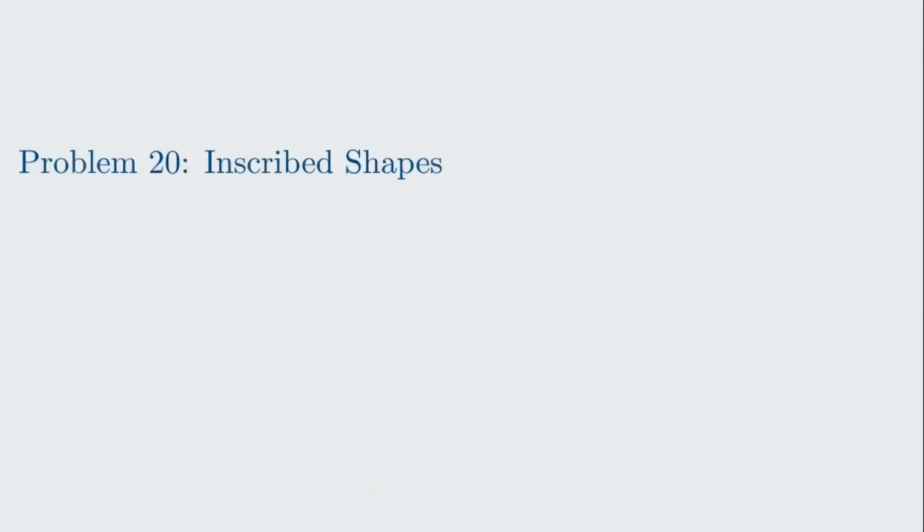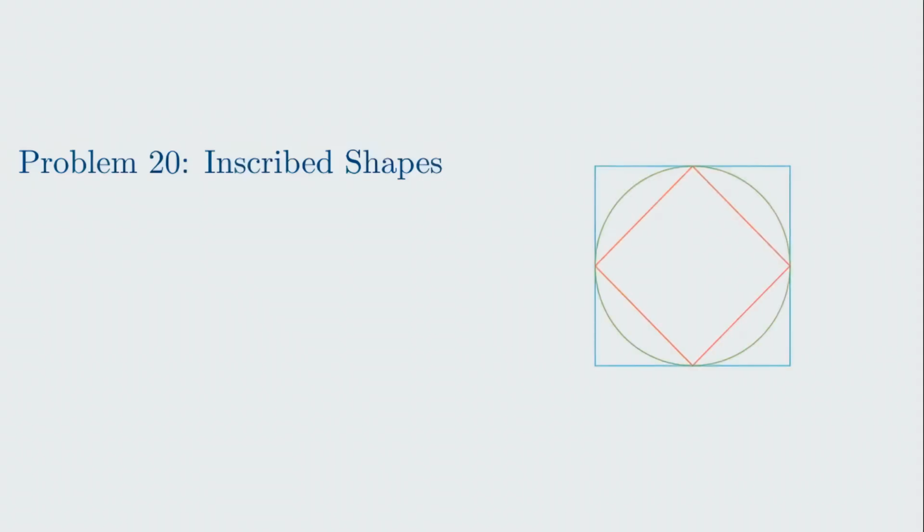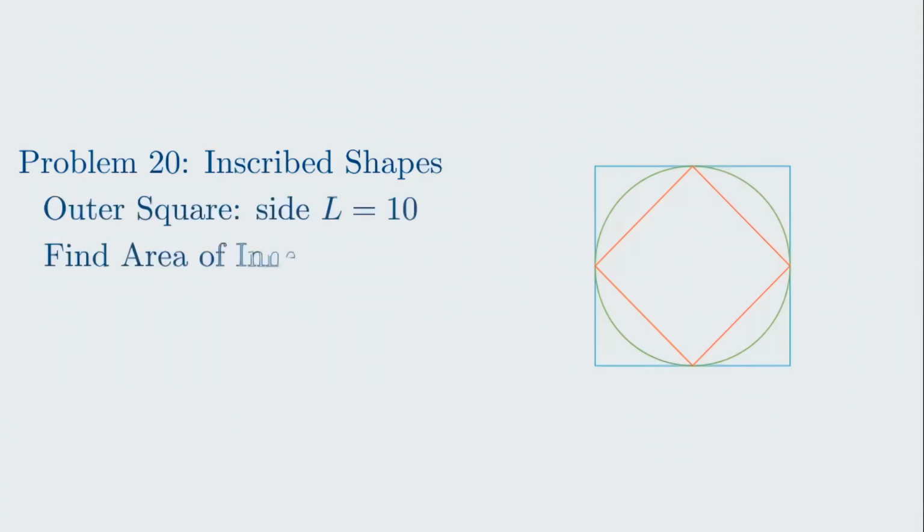Problem 20 is a classic geometry problem that combines inscribed figures. The problem can be confusing if you don't draw it out. We have a circle inscribed in a square, and then a second square inscribed in that circle. Let's draw this. First, a large square. Second, a circle inside it that touches all 4 sides. Third, a second, smaller square inside the circle with its vertices on the circle's edge. The side length of the outer square is given as L equals 10. We need to find the area of the inner square.